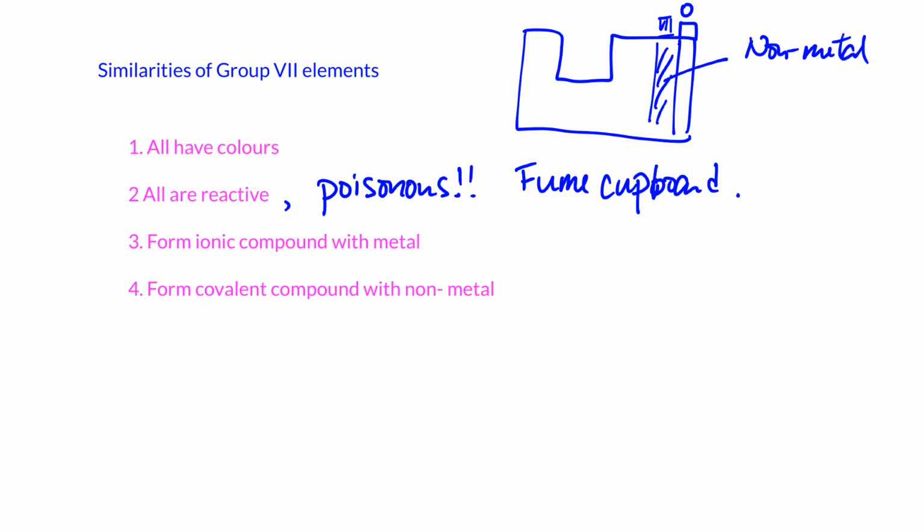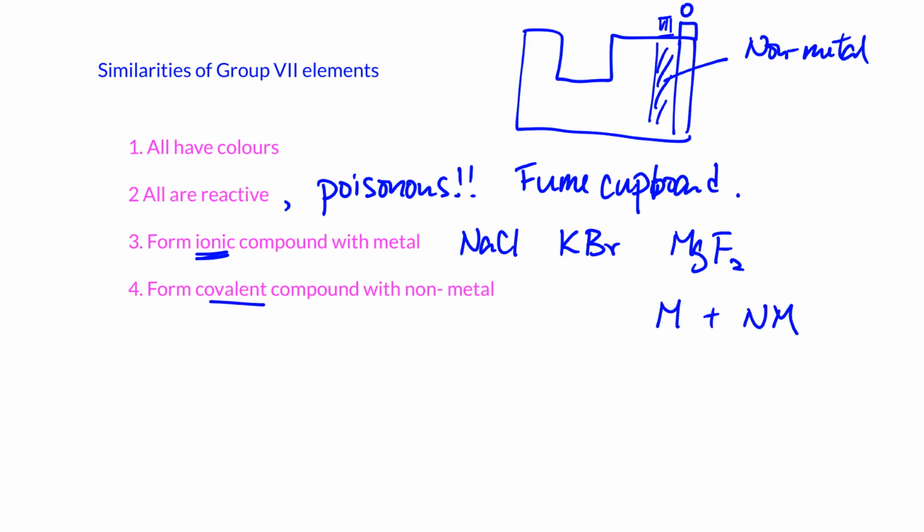When a non-metal combines with a metal, they form an ionic compound, like what we've mentioned before, like NaCl, like KBr, and many other combinations. For example, magnesium fluoride, things like that. All these are called ionic compounds, the combination of metal plus non-metal.